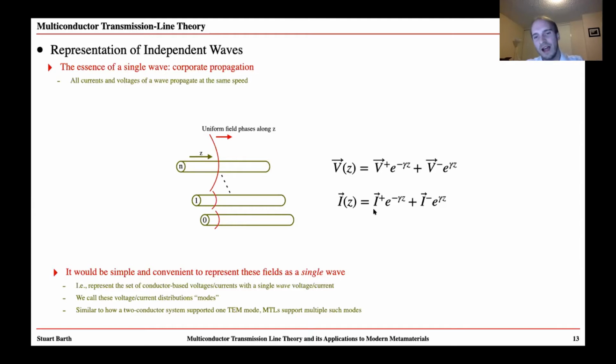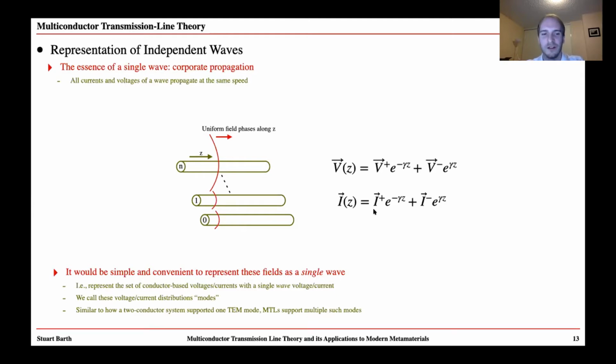So even though we have a set of voltages and currents, it would be extremely convenient for us if we could express these quantities as the properties of a single wave, right? So instead of a set of voltages, we just had one voltage corresponding to the voltage of the wave, right? How do we do that?